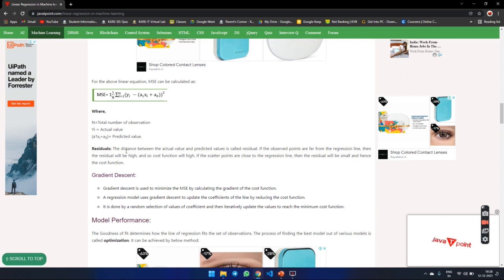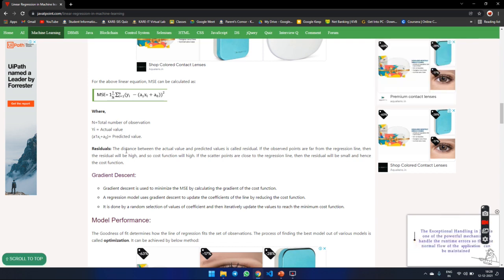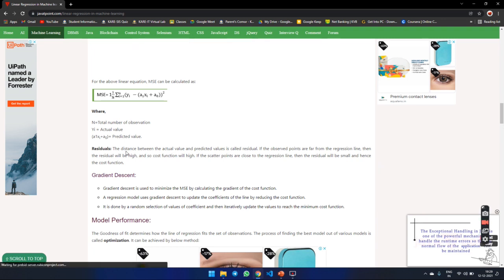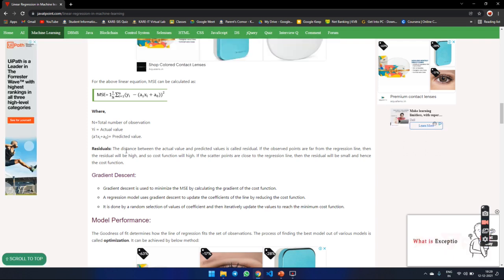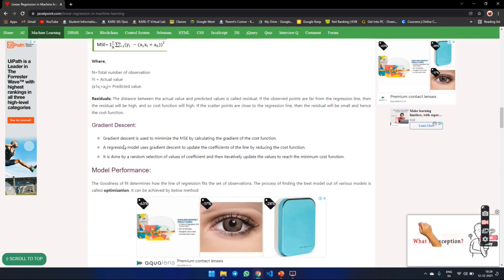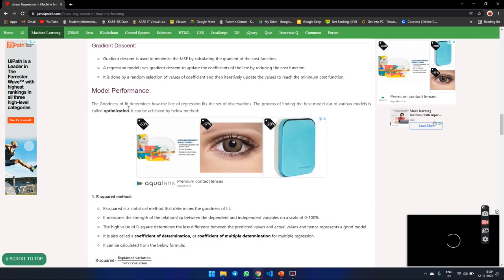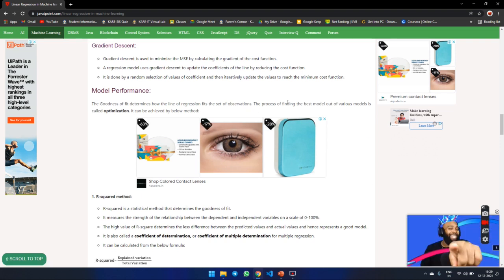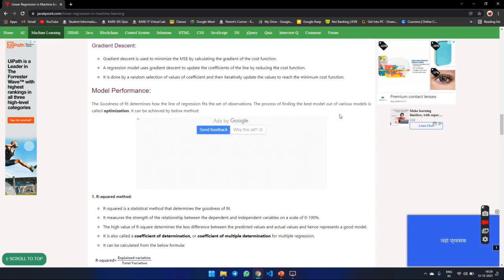Then gradient descent. Gradient descent is used to minimize the MSE by calculating the gradient of the cost function. The regression model uses gradient descent to update the coefficients of the line, reducing the cost function. It starts with random values of the coefficients and iteratively updates them until they reach the minimum cost. Then we are moving to model performance. The goodness of fit determines how well the regression line fits the set of observations. The process of finding the best model out of various models is called optimization.